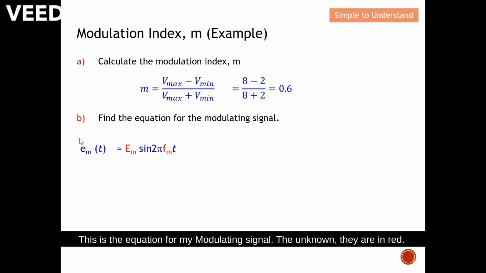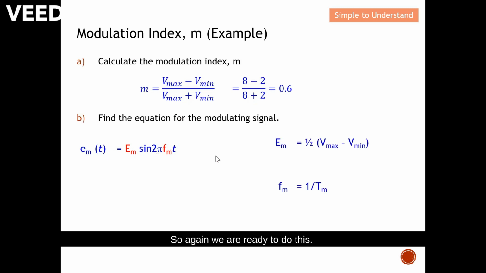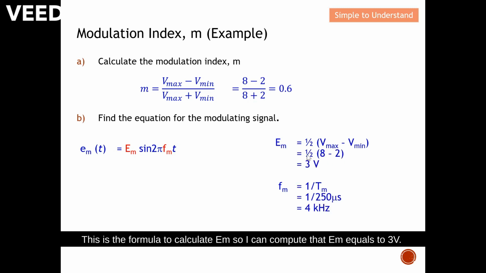Next, I need to find the equation for the modulating signal. This is the equation for my modulating signal. The unknowns are in red. I need to find the V peak of the modulating signal, and I also need to find the frequency of the modulating signal. Again, I'm ready to do this. This is the formula to calculate EM. So I can compute that EM is equal to 3 volt. I can also quickly calculate the frequency of the modulating signal, which is 4 kilohertz. With this, I substitute into the equation, and I find the equation for the modulating signal.